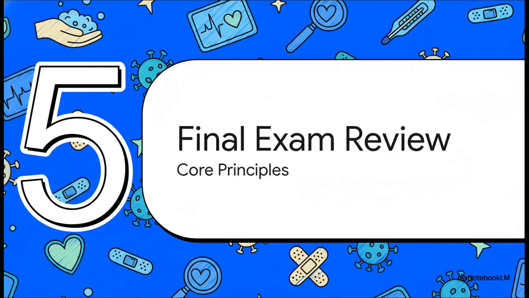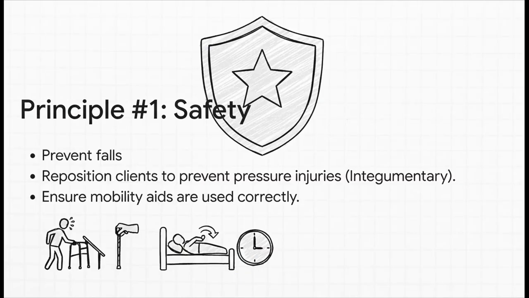Whew, we have covered a ton of ground. So now it's time for the final summary. This is the "if you remember nothing else from this whole thing, remember this" part. Pay close attention. Core principle number 1, safety first. You heard this theme over and over, right? It's about preventing falls, especially for folks with musculoskeletal and neurological problems. It means repositioning clients to stop those nasty pressure injuries from forming. It's all about making sure safety is always your top priority.